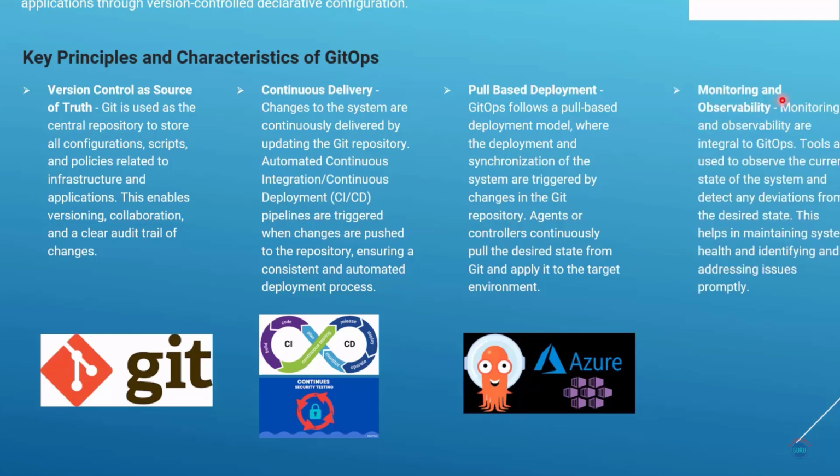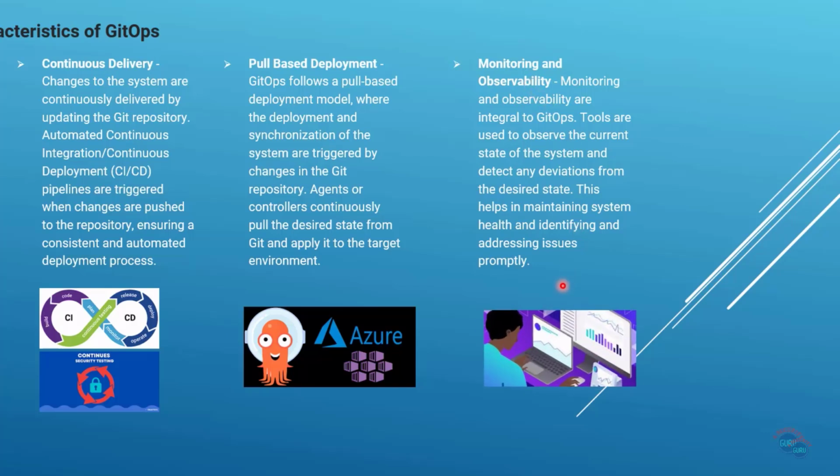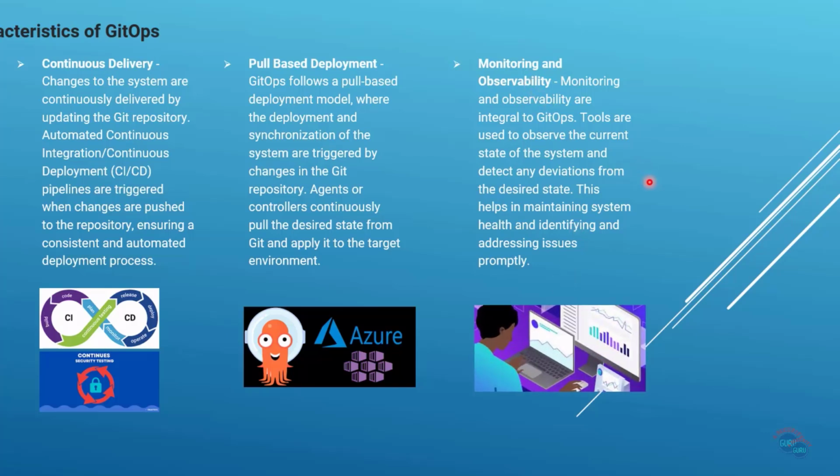The next characteristic of GitOps is monitoring and observability, which we just talked about. So Argo CD will keep on monitoring any new changes within Git and will detect any deviations from the desired state. This helps in maintaining system health and identifying any issues promptly.